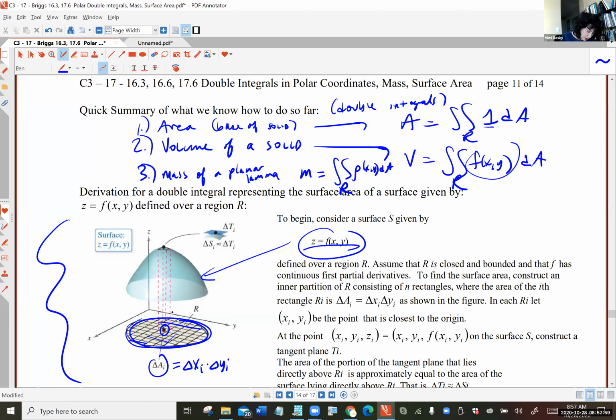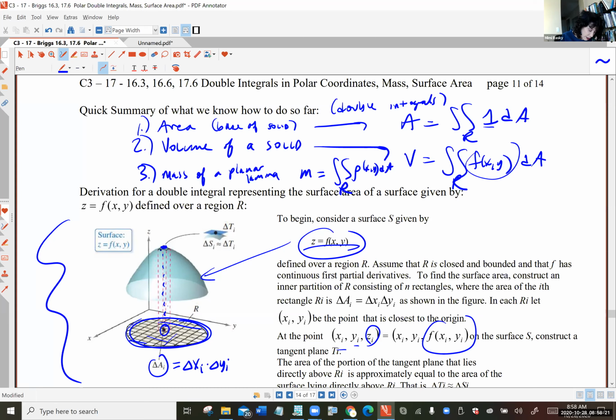and then see what the corresponding point is up here on your surface. That point on the surface will have the coordinates x sub i, y sub i, and then a z sub i, that's your altitude, which can be found simply by plugging your point in the XY plane into the surface function. And that's your Z coordinate.